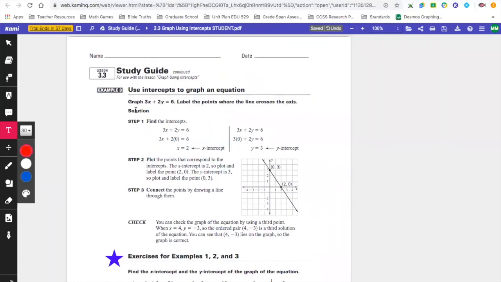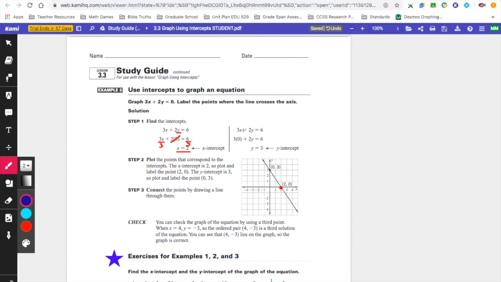Example 3, graph 3x plus 2y equals 6. Label the points where the line crosses the axes. Okay, step 1 is to find the intercepts. When I let y equal 0, we have 2 times 0 is 0, so that goes away. And I'm left with the equation 3x equals 6. X is being multiplied by 3, so I would divide by 3 and divide the other side by 3. And we see that 6 divided by 3 is 2. We have an x-intercept of 2.